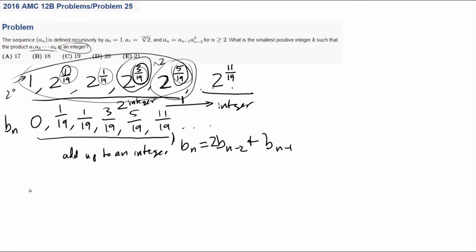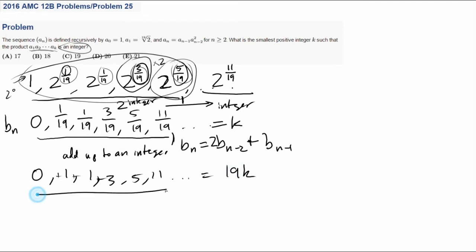I think we can make the sequence even easier. So let's say this is equal to an integer k. We multiply both sides by 19 and we get 0, 1, 1, 3, 5, 11, dot dot dot. If you add them all up, it's equal to 19k. So we just want this to be a multiple of 19.